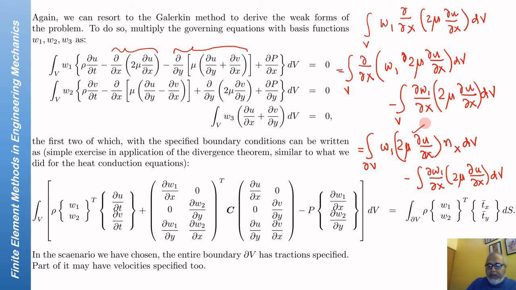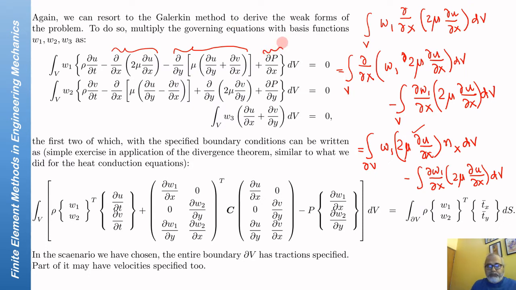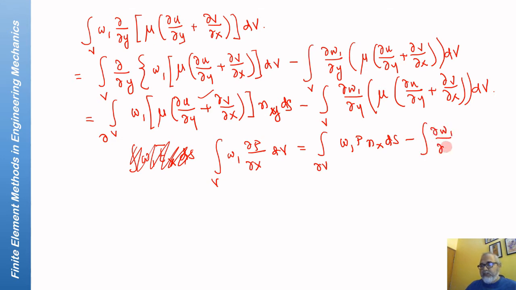So now you see that this surface term and this surface term together give you W1 dx bar ds, because, well, not yet. Let me do one more step. I'm sorry. So let's go back and deal with this term now. So this term is W1 del p del x dv over v, which will become, just like we have done before, a surface integral, which will be W1 p nx ds minus del W1 del x times p dv. So this is what it will become.